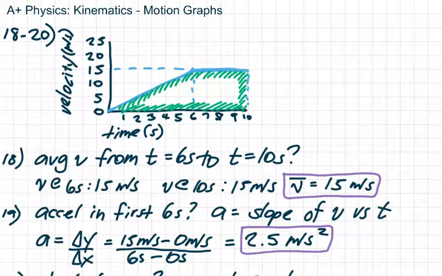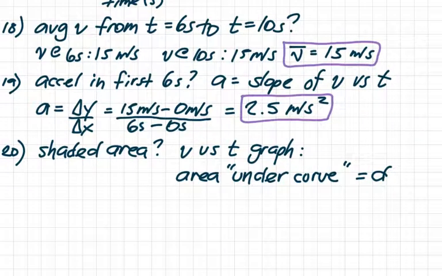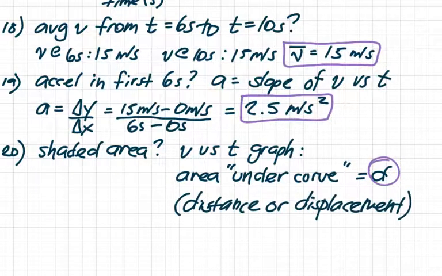They shaded the whole thing. We know that the area under the curve of a v versus t graph is distance or displacement. You could honestly say either. They would take either one. Just one final comment on number 20, D, distance or displacement. Probably should write out the word.